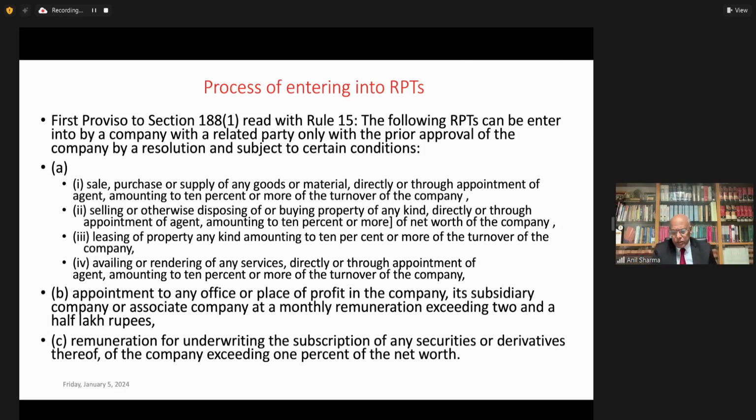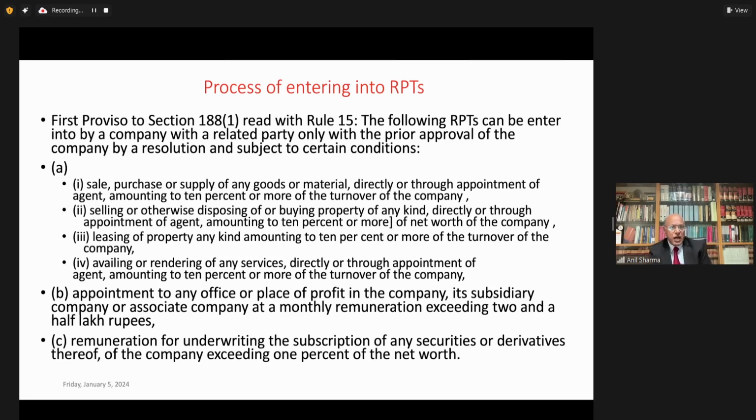In those situations, those transactions have to be approved by the members. So it means not only the board, but also the prior approval of the company by a resolution. And what are those transactions? You can see here that there are 6 transactions which have been defined there.